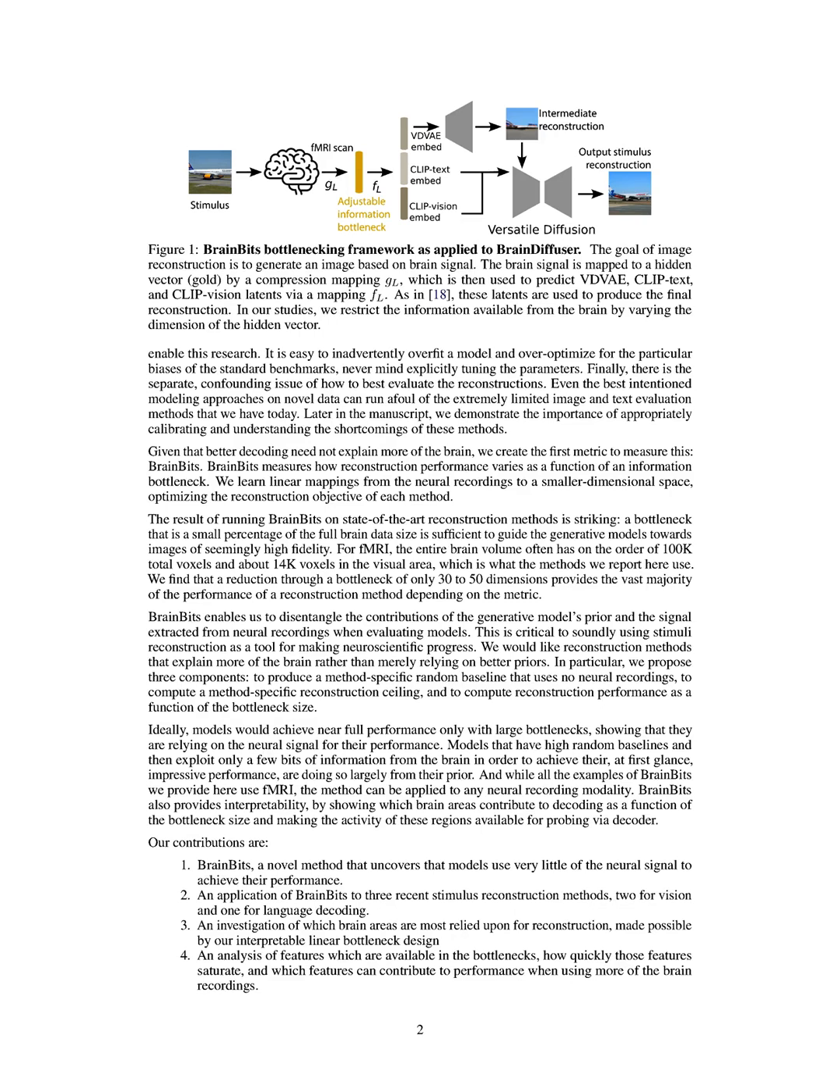It introduces a novel metric that measures how reconstruction performance varies as a function of an information bottleneck, allowing researchers to evaluate the extent to which models rely on neural data versus their inherent priors. By optimizing the reconstruction objective while varying the bottleneck size, BrainBits reveals that many models achieve high performance with minimal brain signal, indicating potential over-reliance on strong priors rather than genuine neural information.